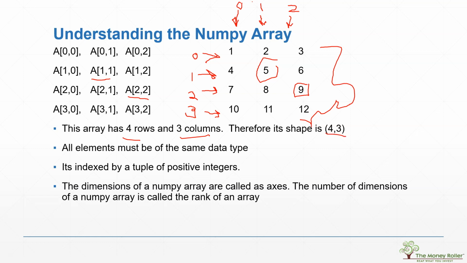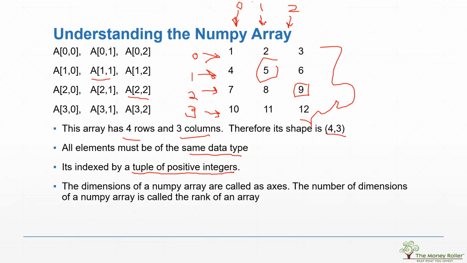This array can be understood as a table also, of course, with 4 rows and 3 columns, and its shape is (4, 3). The shape is typically in a rounded bracket, that is why it is a tuple. So it is indexed by a tuple of positive integers. Okay. Now all the elements must be of the same data type. So for this NumPy array, all these are integers. Similarly, all of them should be floats, or all of them have to be of the same data type. Okay. So these are a few properties of a NumPy array and its elements that you have to keep in mind.